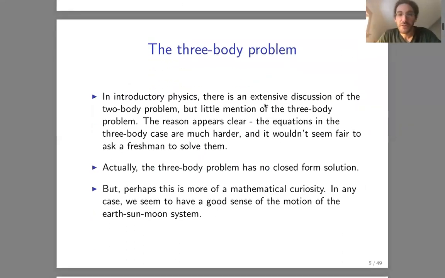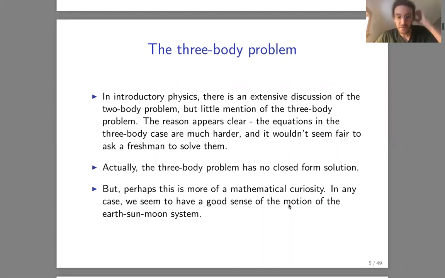Good. So going back 100 years, 200 years. As we said, we extensively study the two-body problem, Earth moving around the sun, but we don't really study the three-body problem. The reason at first thought appears to be that it's just too hard. And then one learns that, in fact, the three-body case has no closed-form solution. So it's not that we don't study it just because it's hard, but there's really no closed-form solution.